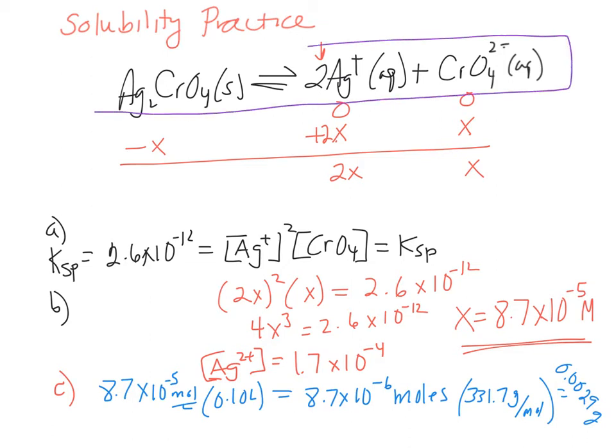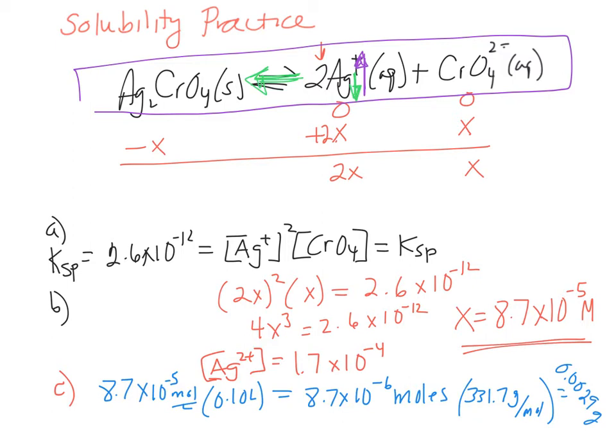If we add silver nitrate, that's going to cause the silver ions in the solution to go up. Le Chatelier's principle says if the silver ions go up, then this is going to shift in a way that the silver ions need to go back down. If the silver ions need to go back down, we have to make more of the solid. We have to go to the left. We have to shift left.